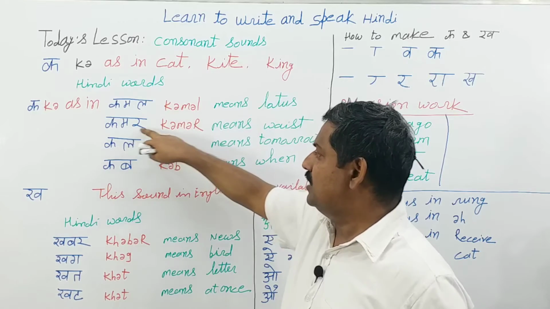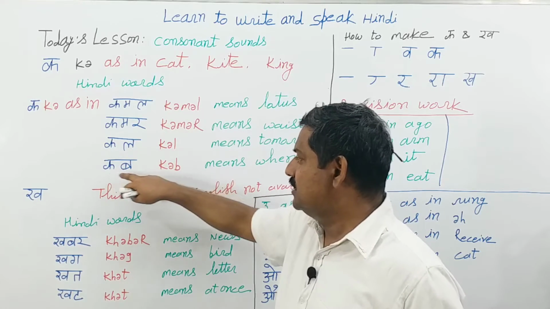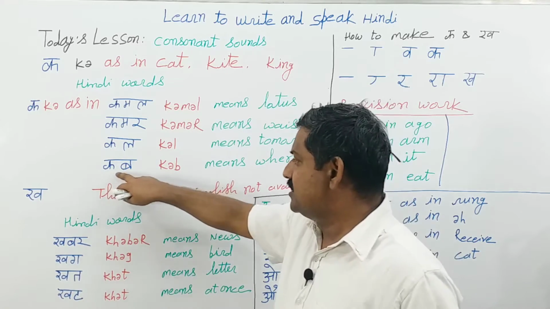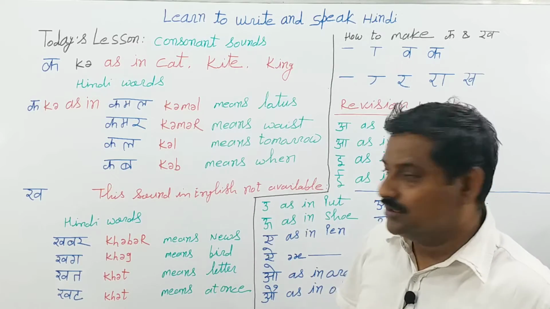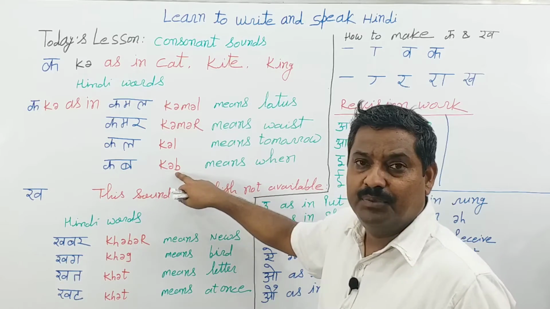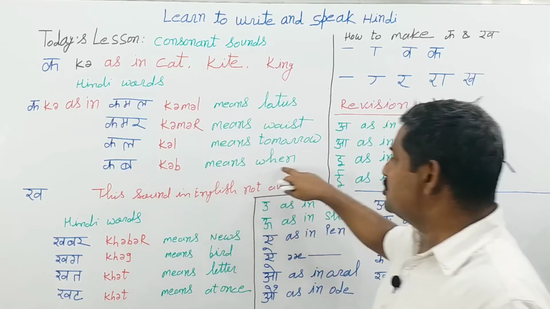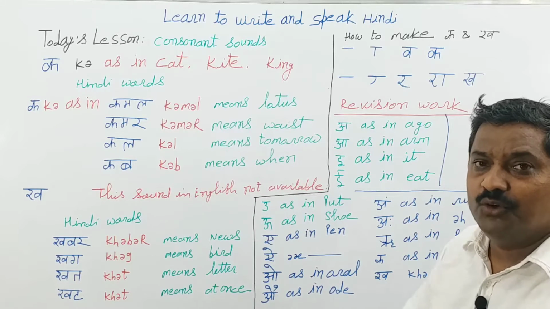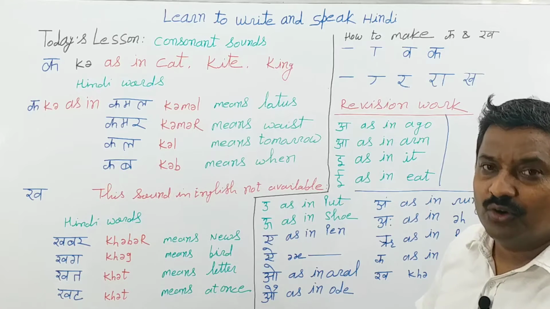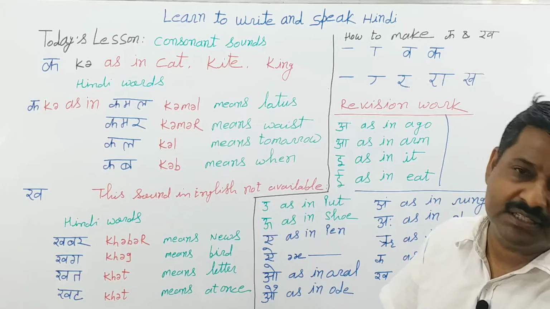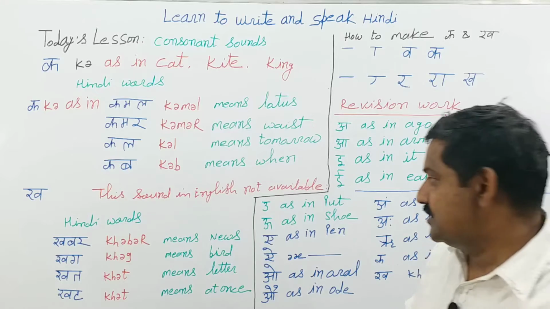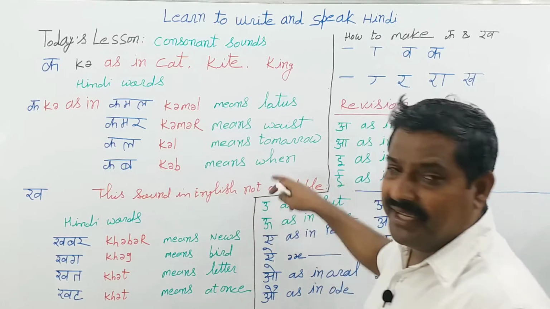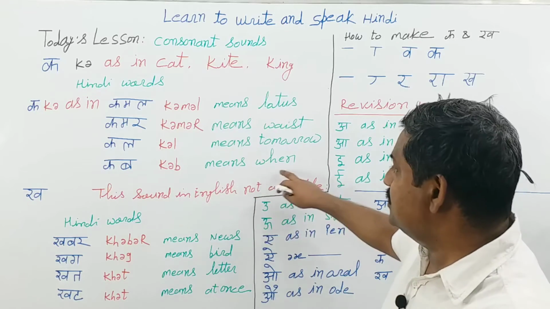Kamal. Kamar. Kal. Kab. The next word is kab. Kab means when. Kab will you go? means when will you go? Kab will you understand? You can say, when will you understand? So kab means when.